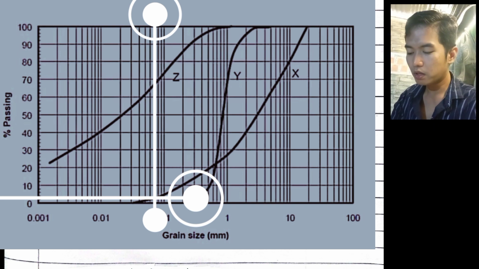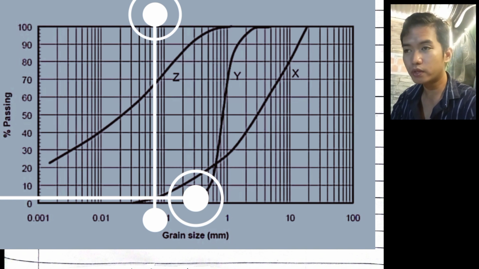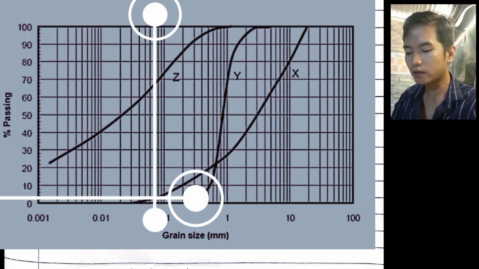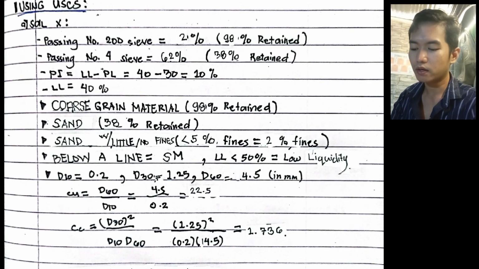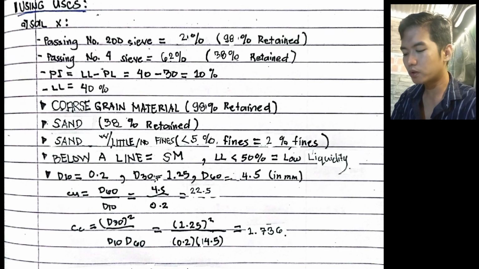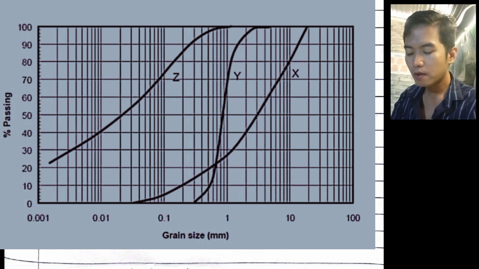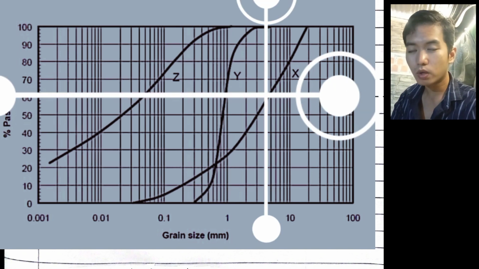So we will look at the chart given in the problem. By plotting it, we get 2% passing, since we all know that 0.075 millimeters is the opening of the number 200 sieve. So the retained is therefore 98%, and we will also look at the percent passing the number 4 sieve by plotting it, since we know again that 4.75 millimeters is the opening of the number 4 sieve.